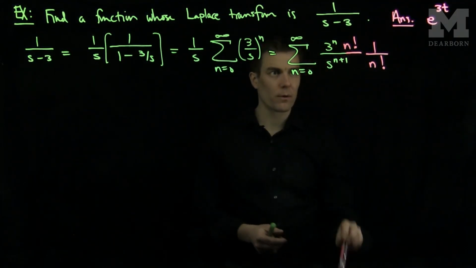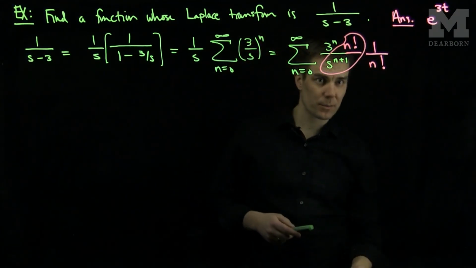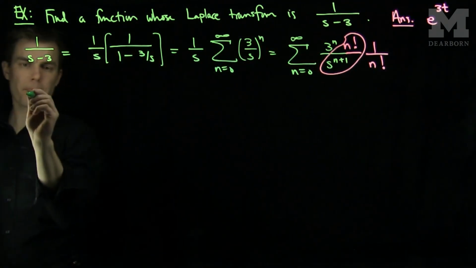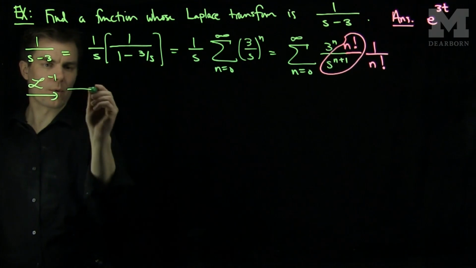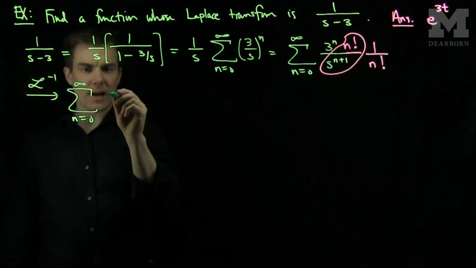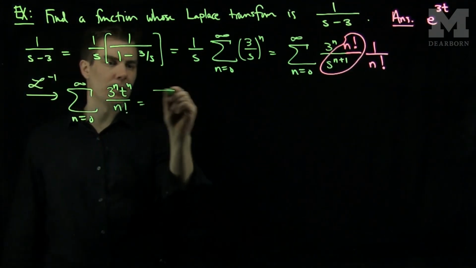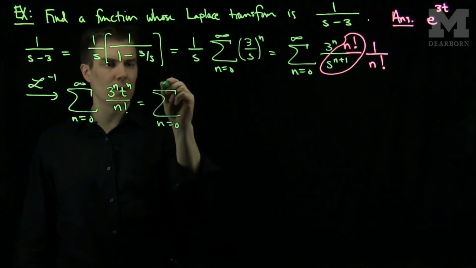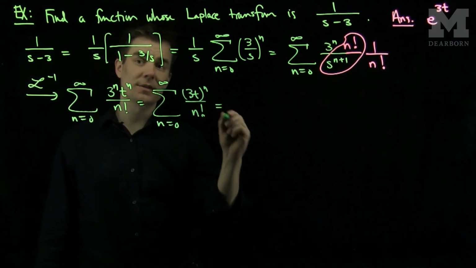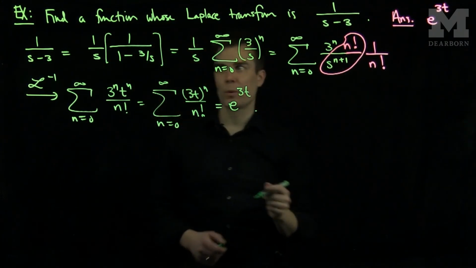Doing so, we now can focus in on this term over here, which is easy to inverse Laplace transform. That will inverse Laplace transform to t to the power n. So when we inverse Laplace transform this, we will have the sum, n goes from 0 to infinity, of 3 to the n, t to the n over n factorial, which we write as the sum of 3t to the n over n factorial. And this is the Taylor expansion for e to the 3t, and we have verified what we knew.